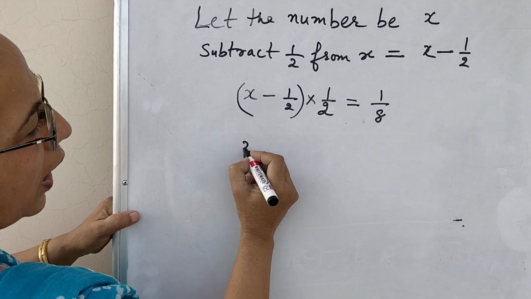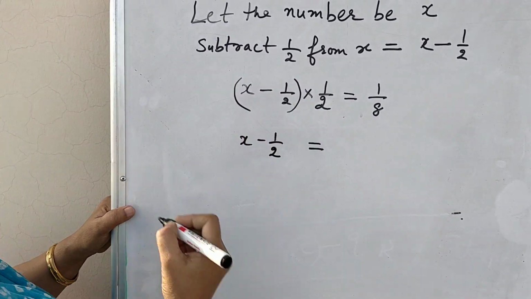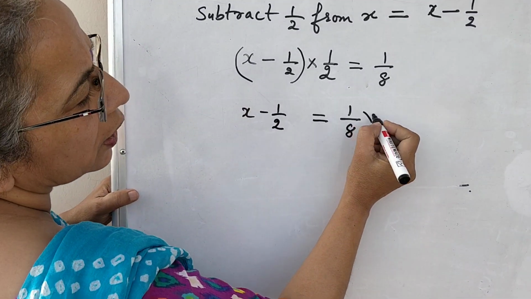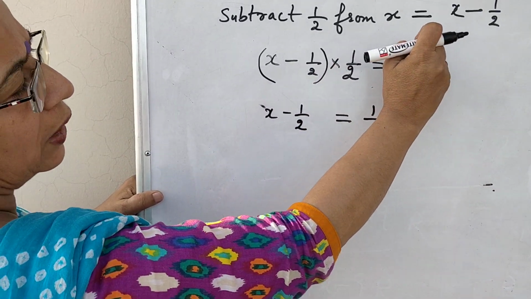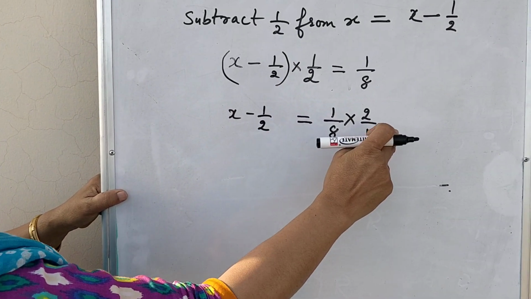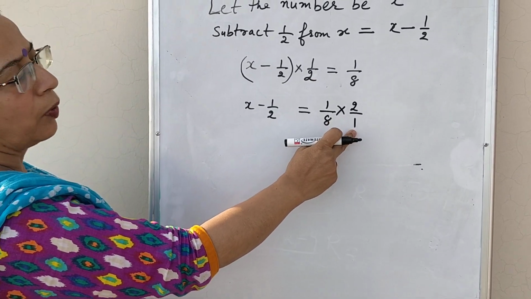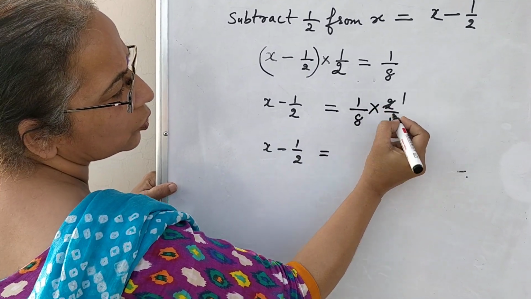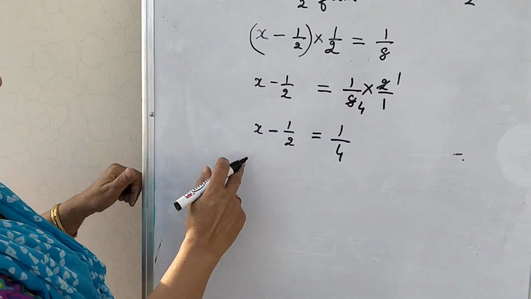Now see, x minus 1 upon 2, 1 upon 2 is in multiplication. Multiplication will go in division when we change the side. 1 upon 8 will become 2 upon 1. Now x minus 1 upon 2 is equal to, solve it, 1 by 4. Now what is the next step?